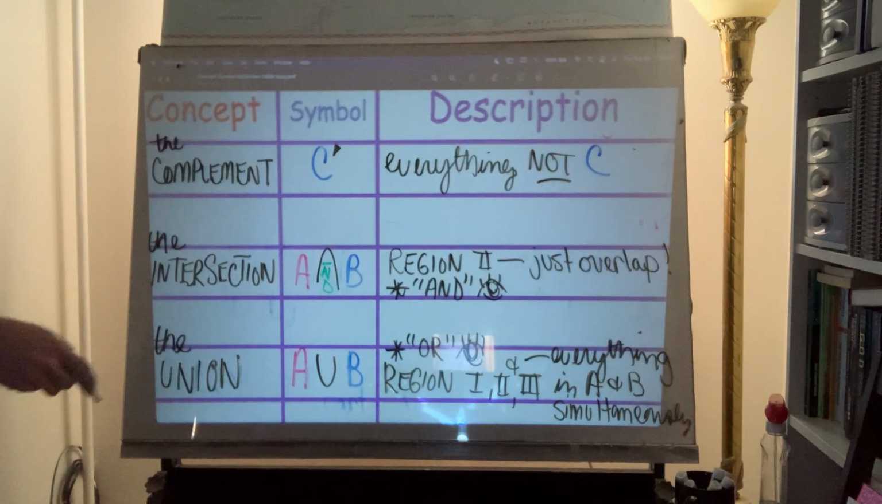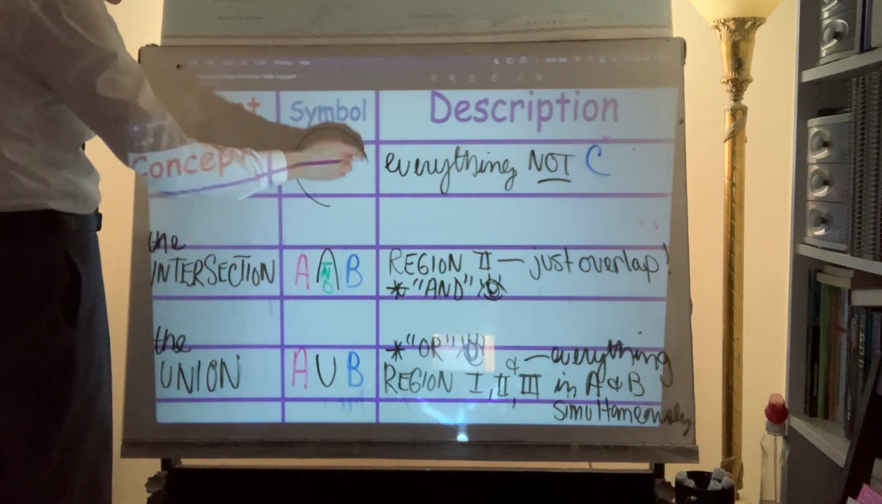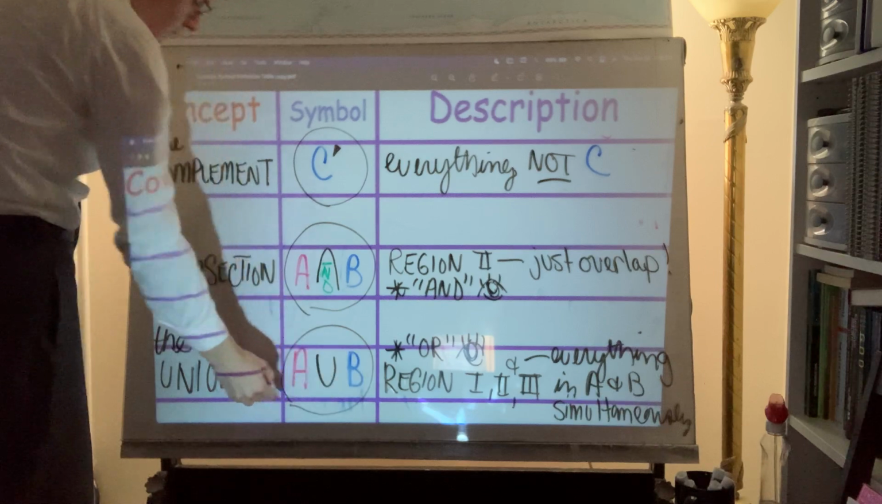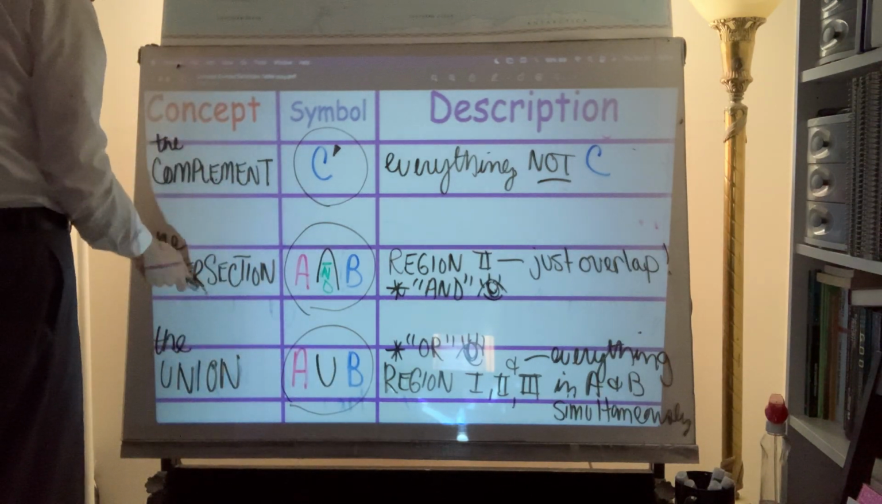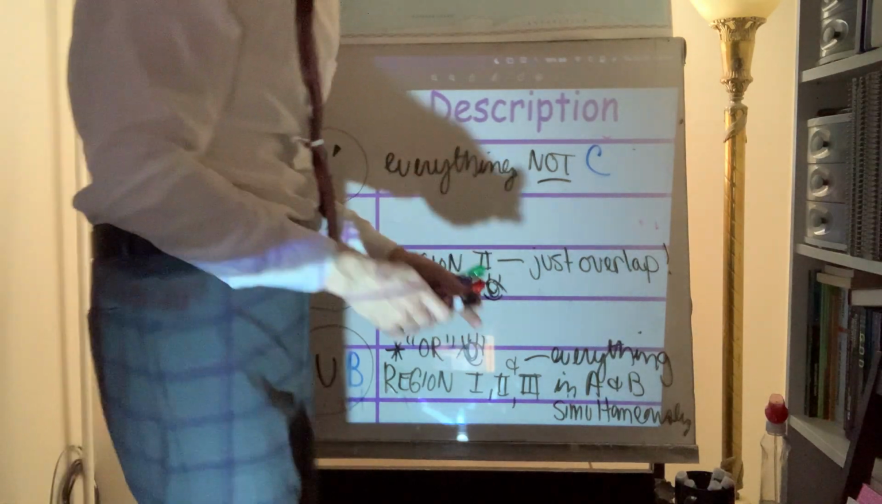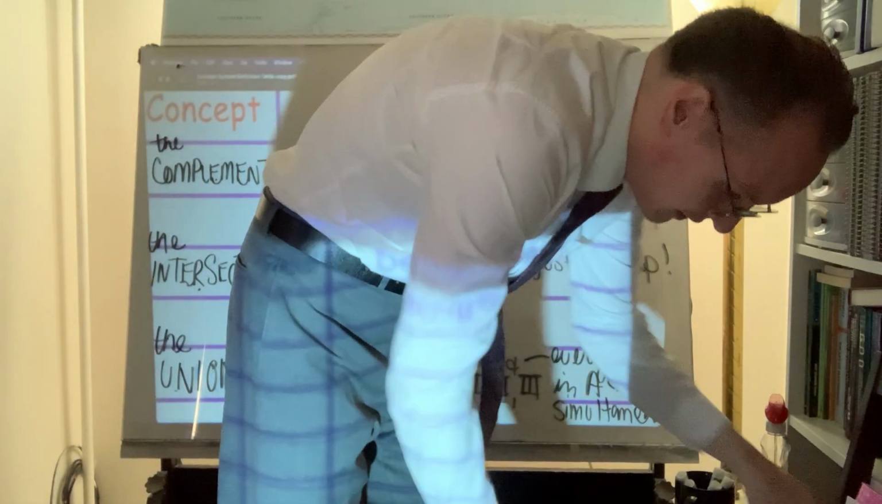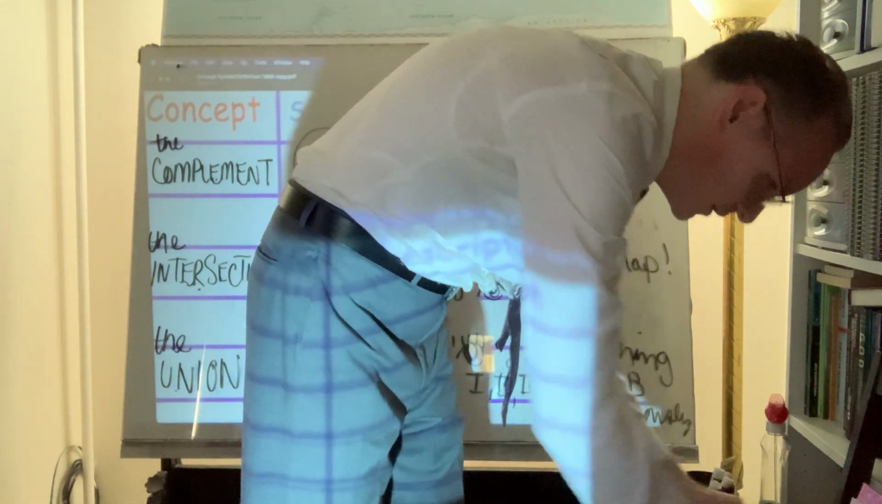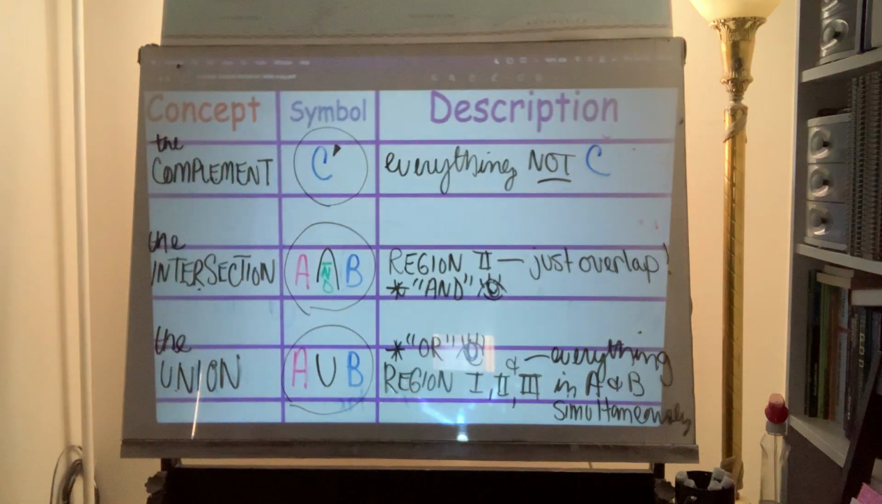Okay, so familiarize yourself with these unique symbols in sequence. All right, and know that they mean a complement, an intersection, and a union respectively. We're almost there. All right. One more diagram and now we'll get to the examples.